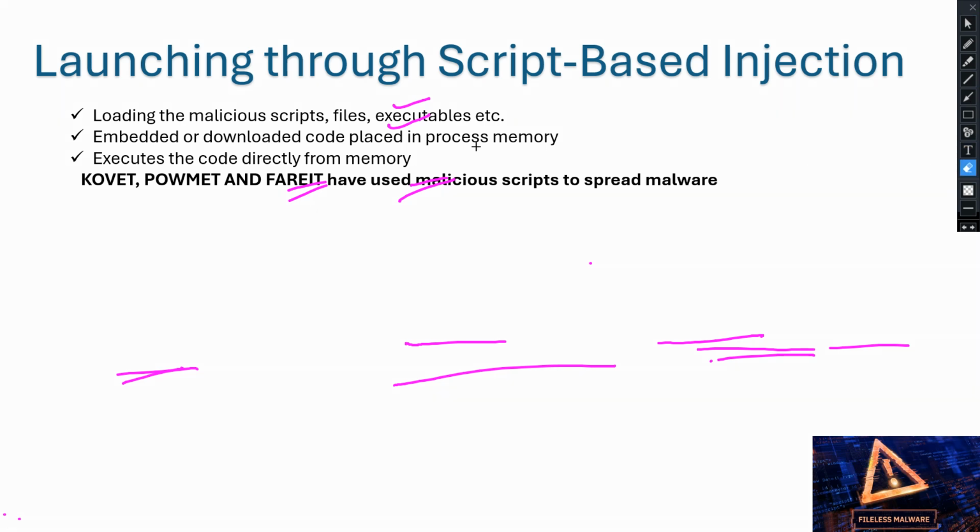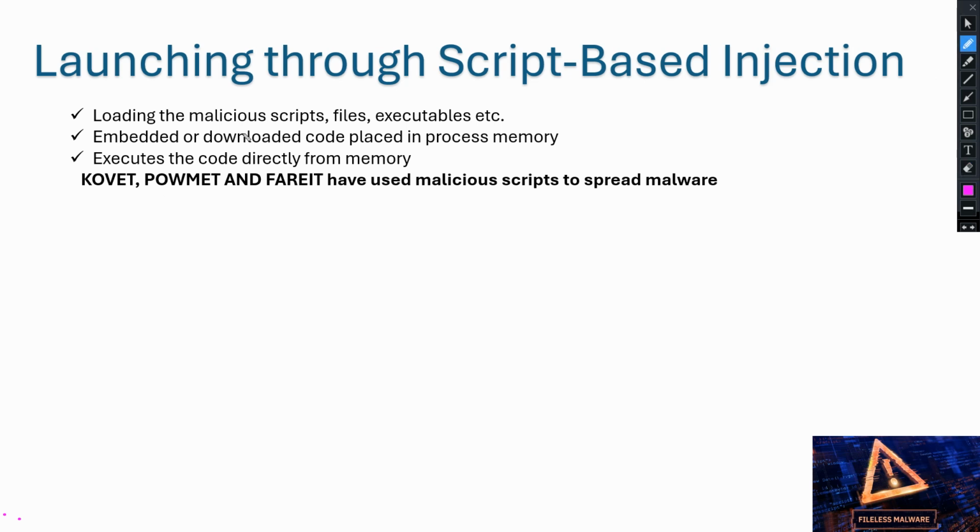Next is launching through script-based injections. Here you can see the statements are loading the malicious scripts, files, executables, etc. Embedded or downloaded code is placed in process memory and executed directly from memory. Threats like Kovter, Poweliks, and Ferret have used malicious scripts to spread malware.